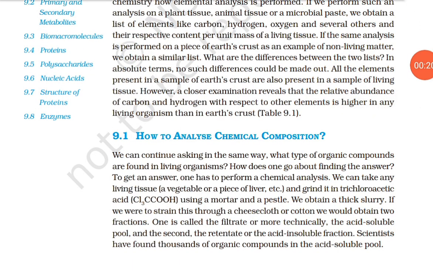If the same analysis is performed on a piece of earth crust as an example of non-living matter, we obtain a similar list. What are the differences between these two lists? In absolute terms, no such differences could be made out. All the elements present in a sample of earth crust are also present in a sample of living tissue. However, a closer examination reveals that the relative abundance of carbon and hydrogen with respect to other elements is higher in any living organism than in earth crust.